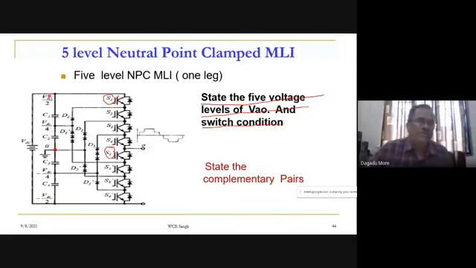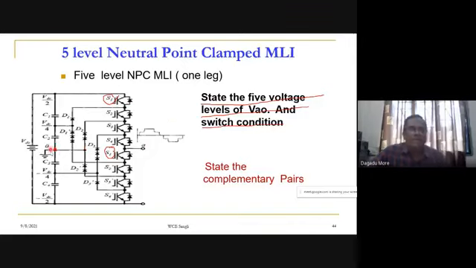So we have VDC by 2, VDC by 4, minus VDC by 4 and minus VDC by 2 at these points. The upper point with respect to O is plus VDC by 2. The middle point with respect to center is plus VDC by 4. Then we have minus VDC by 4 and minus VDC by 2. So we require four capacitors to split the DC link, each carrying a voltage equal to VDC by 4.